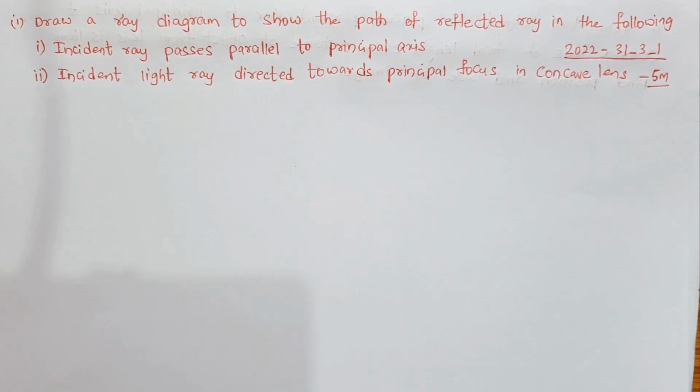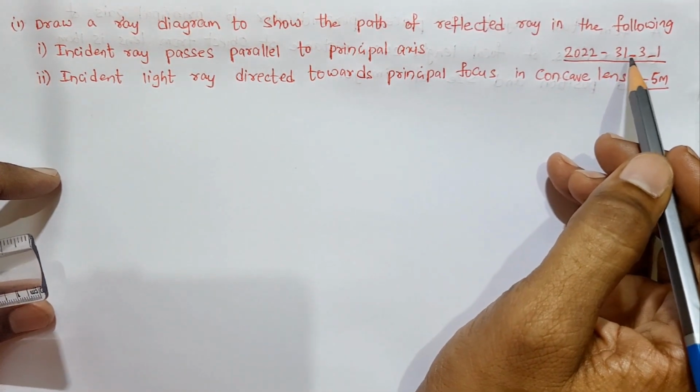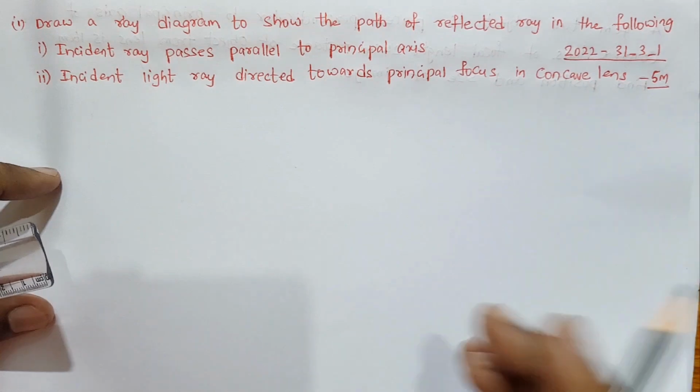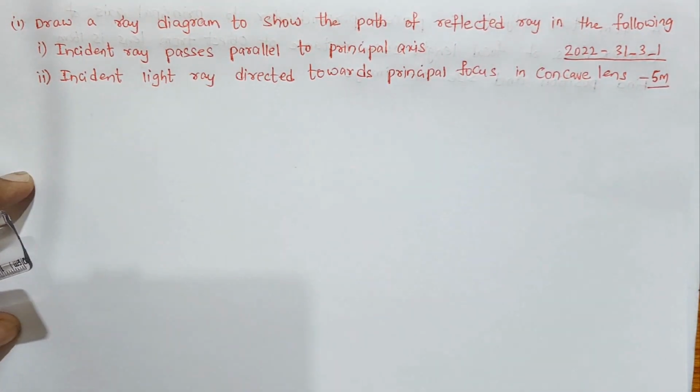So today I have brought you one more question which was asked in the previous year board examination in the year 2022, and the question paper set number is 31/3/1, which was asked for 5 marks. This question has two parts. First part is here, second part also will solve soon in this video itself. So now the question goes like this.